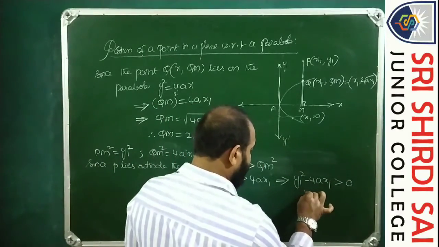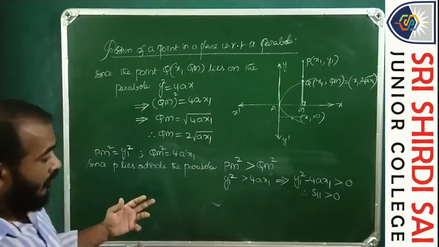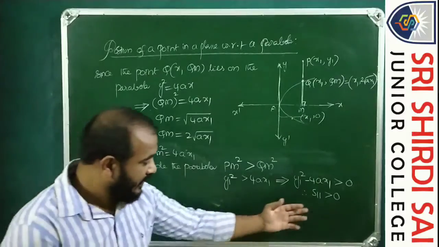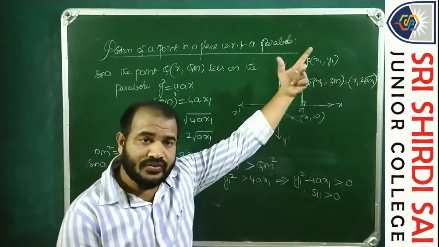Therefore, what is this? S11 is greater than 0. Therefore, we have arrived at the condition that S11 is greater than 0 when P lies outside the parabola.